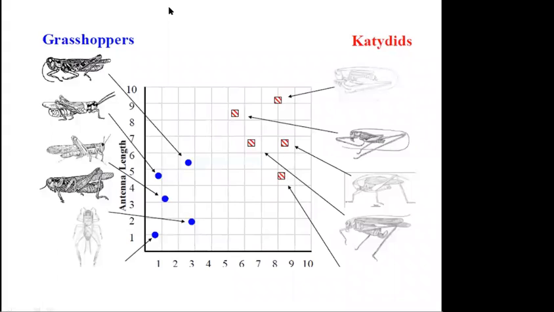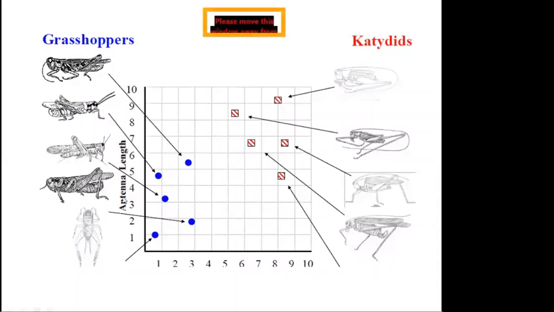Here, take one example. Grasshoppers and katydids, two types of insects, are there. We got the task to classify these two based on their antenna length. Both have got antennas. Based on the antenna length, let's see whether we can classify these two as grasshopper or katydid, just based on the antenna length.